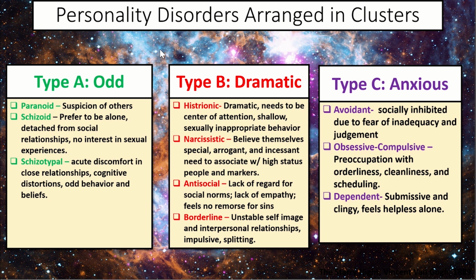The antisocial personality disorder, they have a lack of regard for social norms. They have a lack of empathy. They do not respect rules or regulations, and they feel no remorse for the sins that they commit. These are the people that grow up to be serial killers. Often, they don't always have to be.